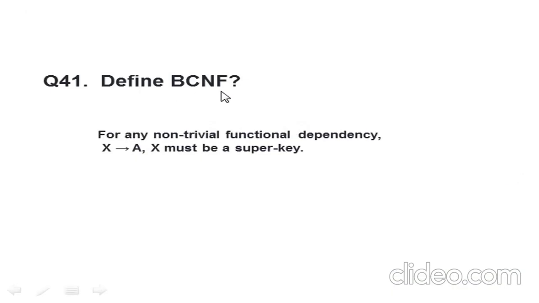Define Boyce-Codd normal form or BCNF. This is the definition: for any non-trivial functional dependency X to A, X must be a super key.